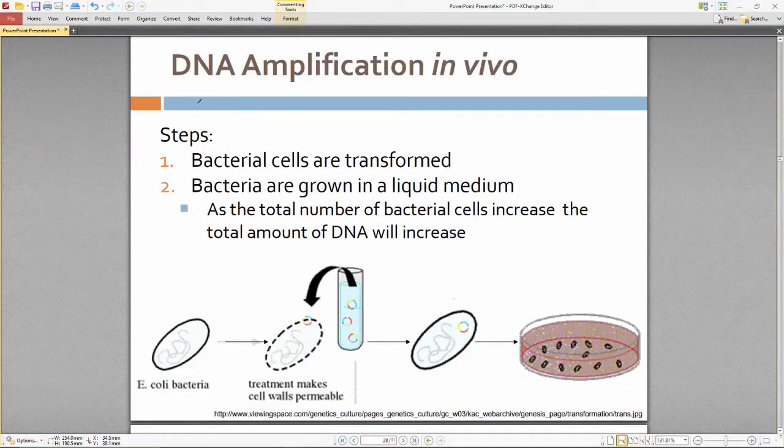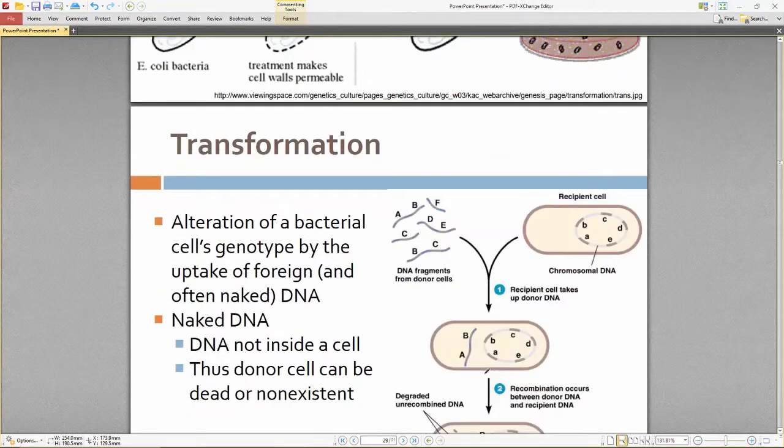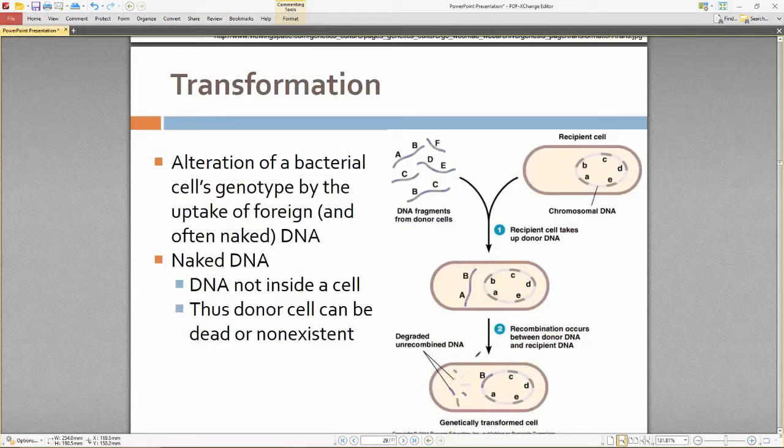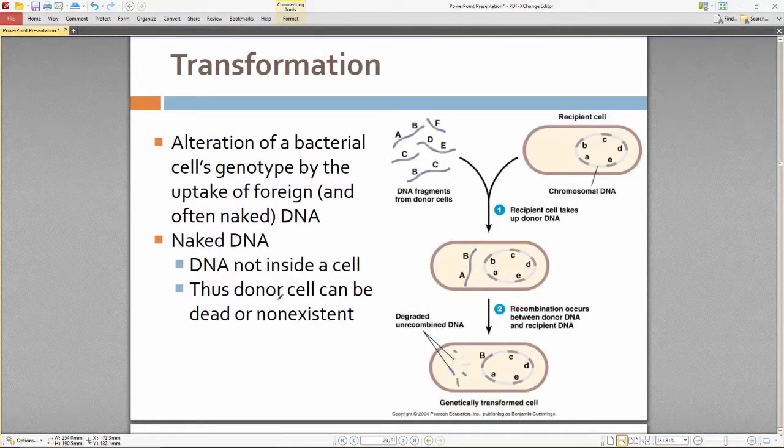Okay, so I guess we will cover in vivo DNA amplification first. Bacterial cells are transformed, and remember we learned what transformation is, and then they're grown, and that's in vivo DNA amplification. Okay, so it looks like we're gonna go over transformation before we compare and contrast them. So let's go over transformation.